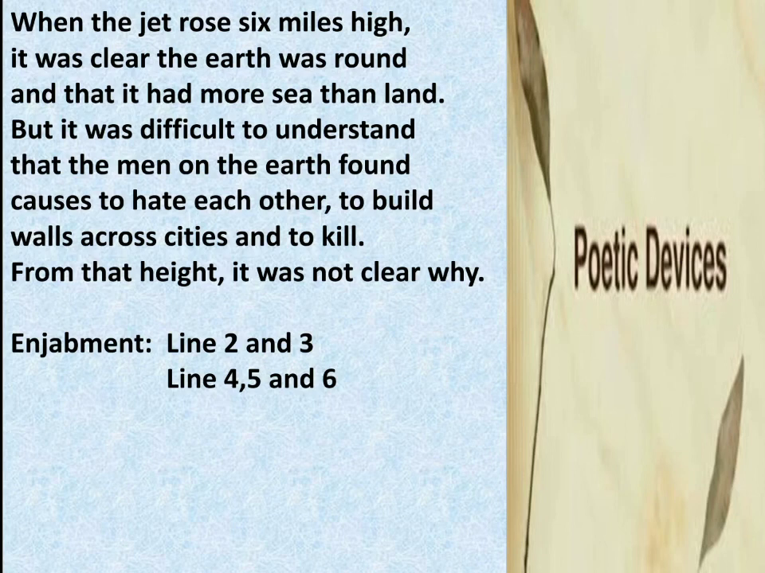Now we'll go with the fourth line. "But it was difficult to understand that the men on the earth found after found," again the idea continues, "found causes to hate each other," right? So here we see lines 4, 5 and 6 are enjambment. So that poetic device is there in this particular stanza. We come across only one poetic device, that is enjambment. So is this clear, children? Have you all understood the poem and the poetic devices, rhyme scheme, everything? Yes. Thank you.